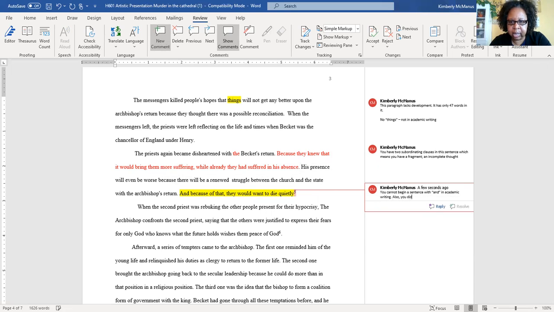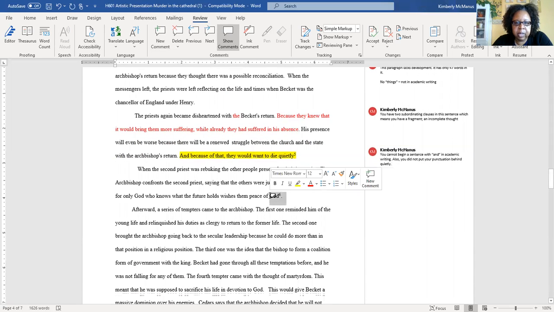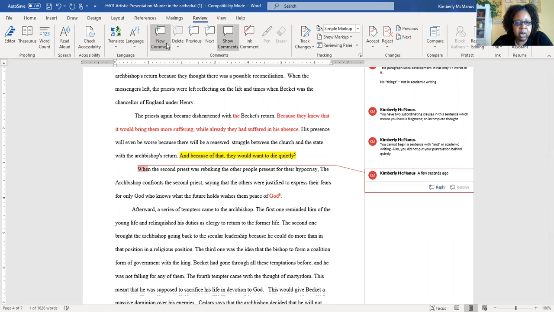Also, you did not put your punctuation behind quietly. When the second, so all of your punctuation that I'm seeing is incorrect, okay? So I don't know if your professor is going to give you a chance to redo this, but you didn't do it right. When the second, it looks like even now your paragraphing is off. So you have a lot of mistakes. These are unnecessary mistakes, Samuel. You can catch this yourself.